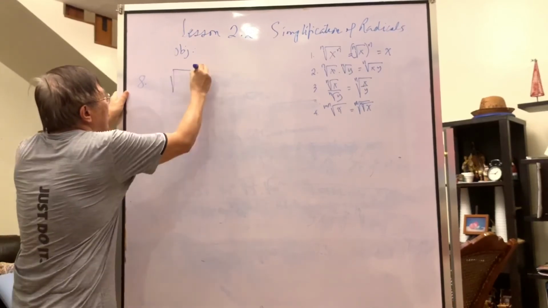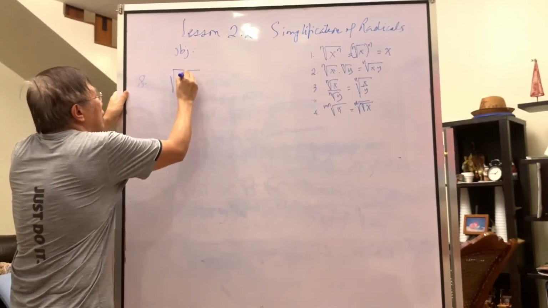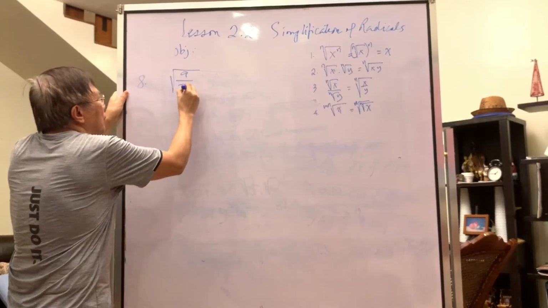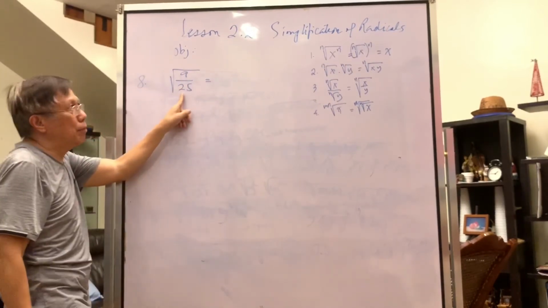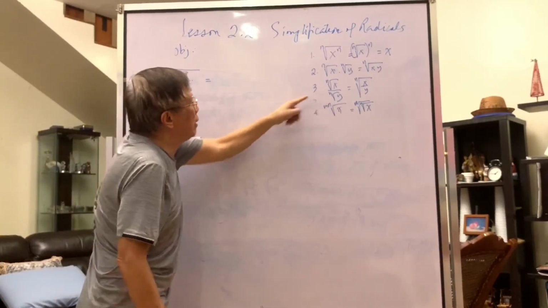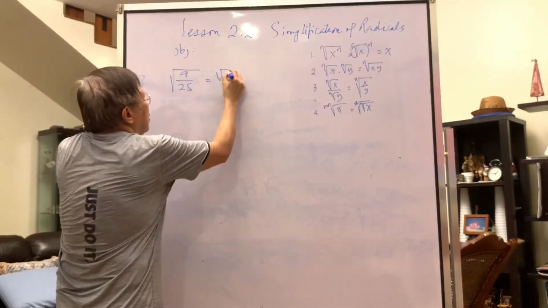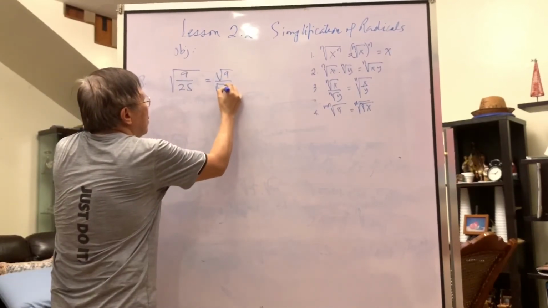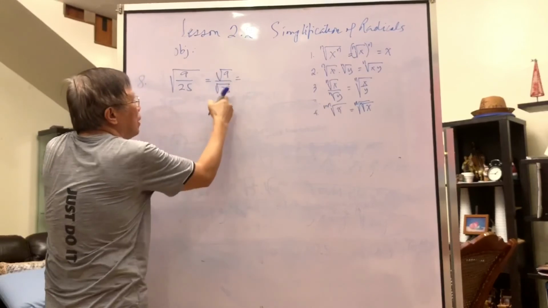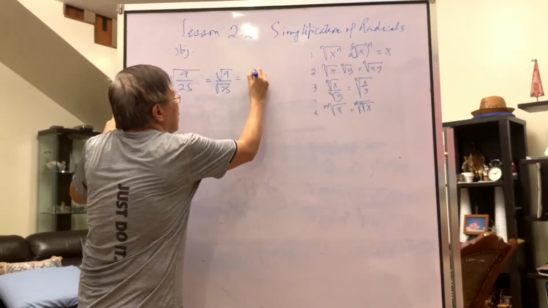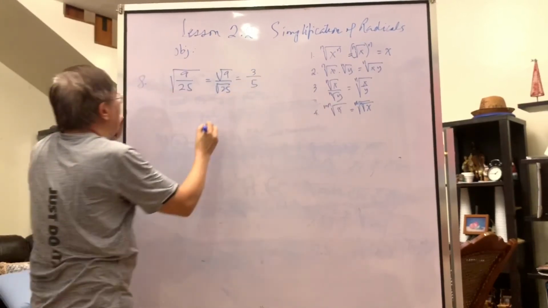Suppose we have square root of 9 over 25. This one is in simple form, so we may rewrite it, and we get square root of 9 over square root of 25. And both of these are perfect squares, so law number 1 will give us 3 over 5.